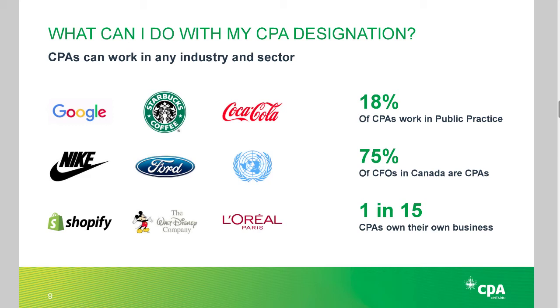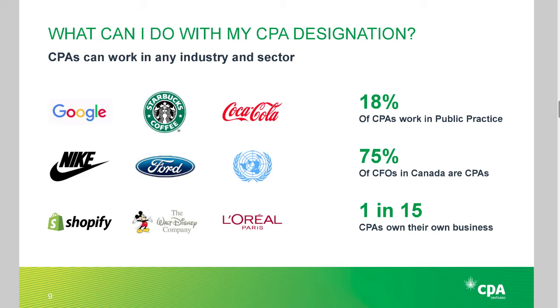But you may be surprised to learn that only 18% of all CPAs work in public practice. That's not just the Big Four. That's the Big Four, mid-tier firms like MNP, Grant Thornton, Richter, and even small mom and pop shops. 18%. So where's everybody else? Well, they're in every single organization, as I mentioned, in every industry: nonprofit, government, industry, finance, banking. They're in all of those places.